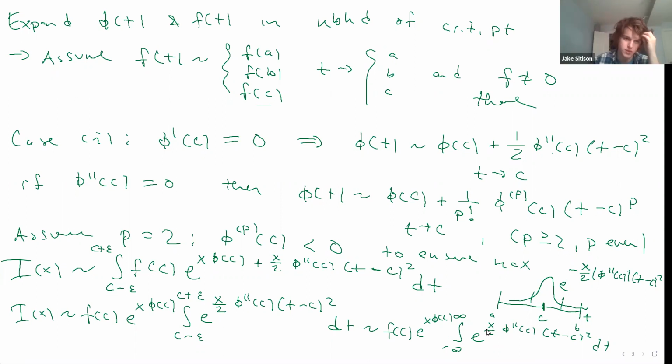If f of c was 0, as we assumed it wasn't, would you just go to the next term in the expansion for f? Right. Yeah. So the idea is that instead of just Taylor expanding the whole integrand, you're separately Taylor expanding f and phi in this case. But by continuing those expansions, you should be able to pick up more terms in these integrals. Okay. All right. So that's case 1.